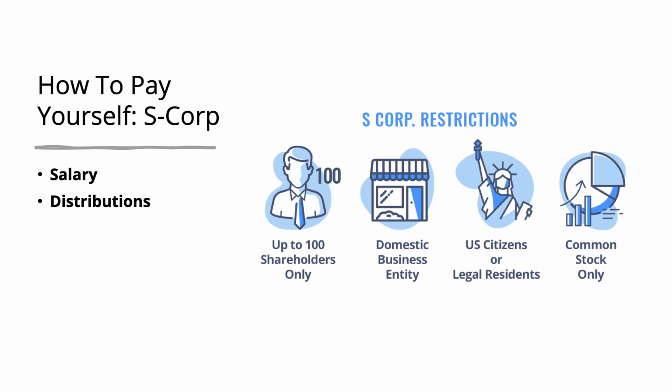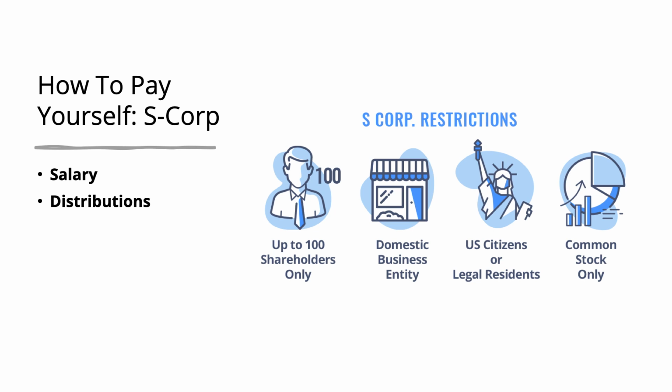So if you are a plumber and the average plumber in your area makes $60,000 a year, you can pay yourself a reasonable amount relative to that. You're not going to be a $7 million plumber if your business is making millions of dollars, but you're going to be close to that $60,000, maybe $100,000 range.